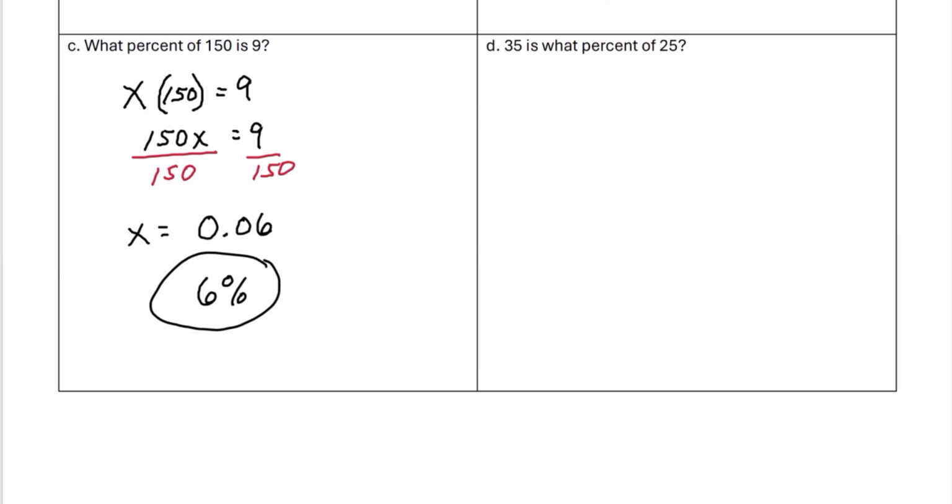And in part D, 35 is what percent of 25? 35 is means equals what percent? We don't know. We'll make it an x. Of means multiply, and we're multiplying by 25. If you want to rewrite it, we could rewrite it as 35 equals 25x. And now divide by 25 on both sides to isolate the x.